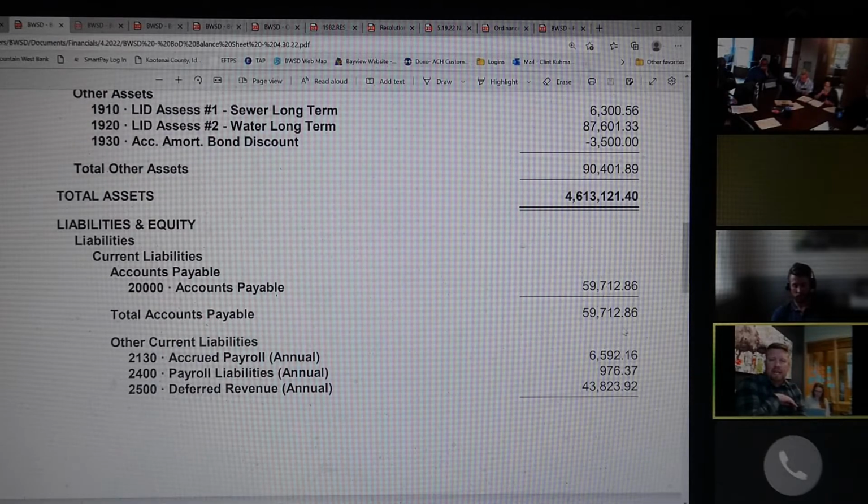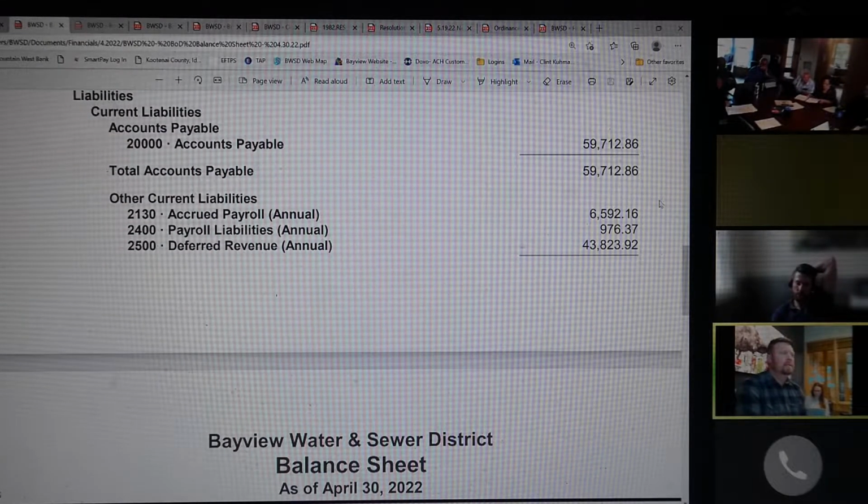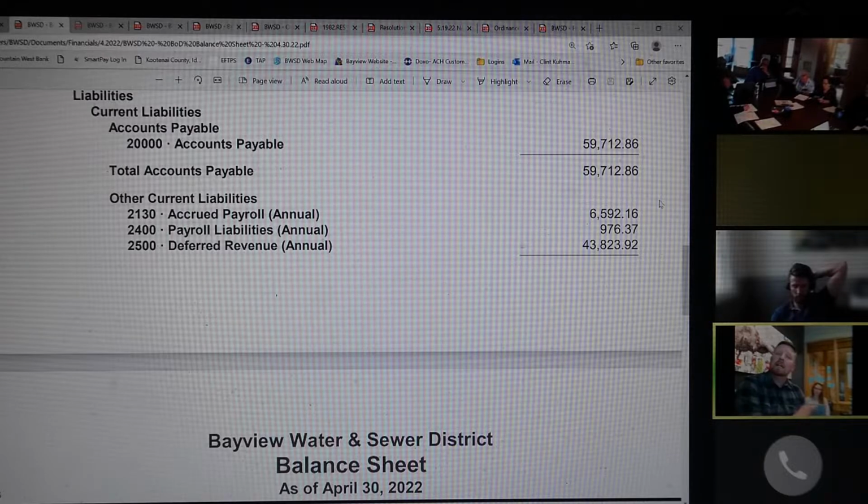The 2000 accounts payable account, these are all of the accrued expenses that Jesse and Clint have received to this point that were associated with the previous period. So they've accrued $59,000 of payables as of the end of April. And so we want that reflected on the balance sheet.